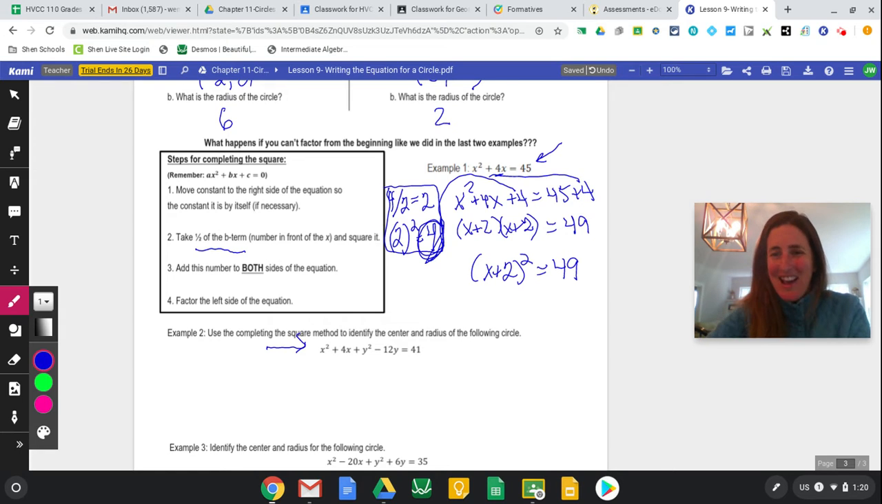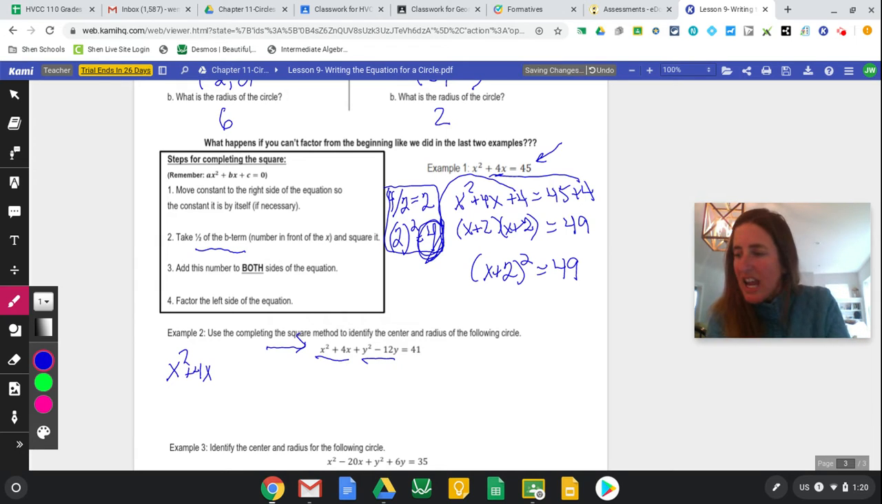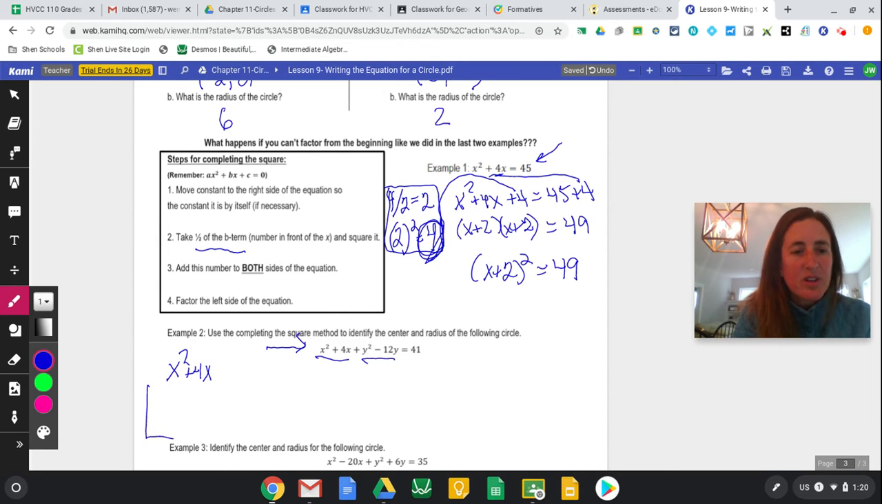Oh, we're going to use that, people, down here. So basically, this guy is missing its other term in the back, and so is this y. Okay, let's look at just the x's first. x squared plus 4x. And I'm going to take and complete the square with just the x's first.